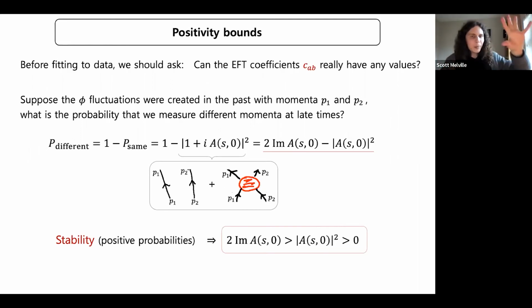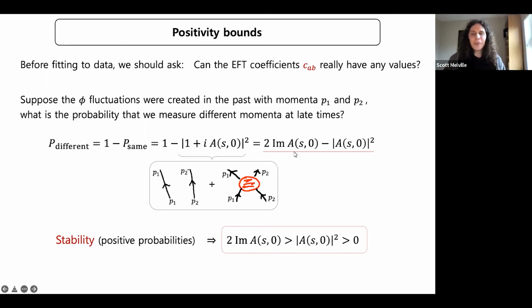So there's a particular probability that you could look at. You could ask, what is the probability that we would measure changed momenta? If the source produces 2 particles with momenta P1 and P2 in the past, what is the probability we measure some different momenta at late times? And that is equal to 1 minus the probability that the momenta stays the same. And what is that probability? It's the mod square of an amplitude. The amplitude is 1 for the particles not doing anything, and iA in this limit t equals 0, which is the probability that the particles interact, but those interactions just so happen to preserve the momenta.